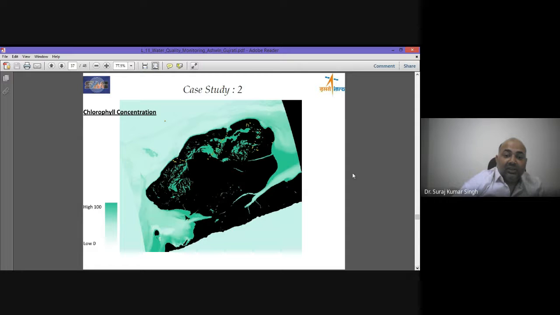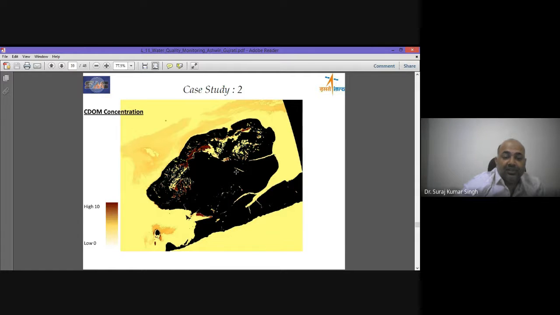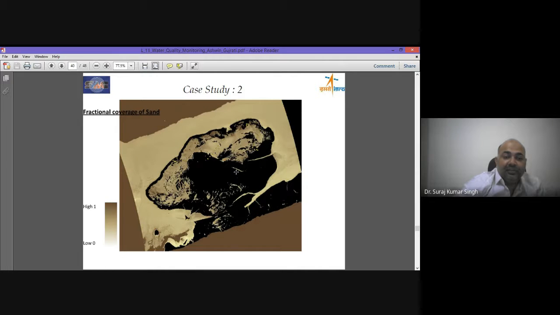Then the chlorophyll concentration, what is the chlorophyll concentration in this ocean water, can be calculated. Then suspended sediment concentration, SSC. What is the amount of sediment concentration in that area? Where is it high, where is it low? So you can see that in the majority of portions in the ocean, the suspended sediment concentration is high. The same is for sand. Then fractional coverage of sand, which are the areas, what are the ranges where the concentration is high, where it's low.